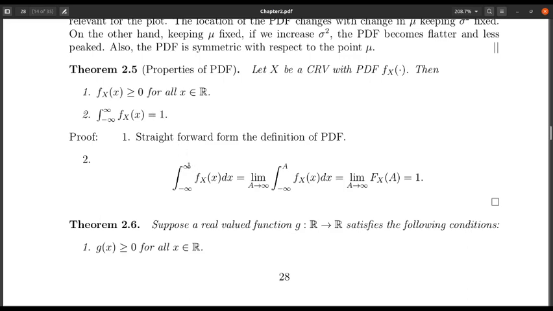And to see this, it is very, very simple, because the first one comes directly from the definition of the continuous random variable and PDF. And the second one, this integration is nothing but the integration from minus infinity to a, with a tending to infinity. Because X is a continuous random variable, this integration is nothing but the distribution function at the point a. Now I take a tending to infinity, that means this limit is equal to 1, using the property of the cumulative distribution function.